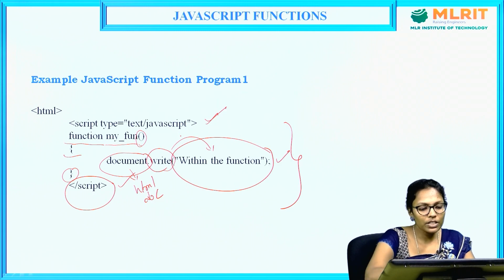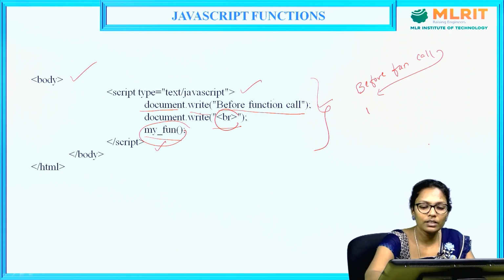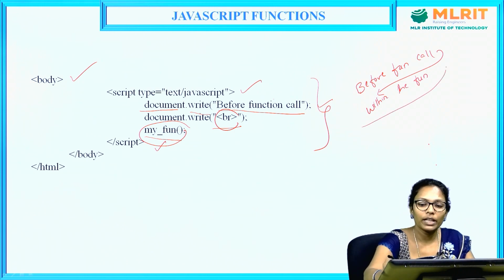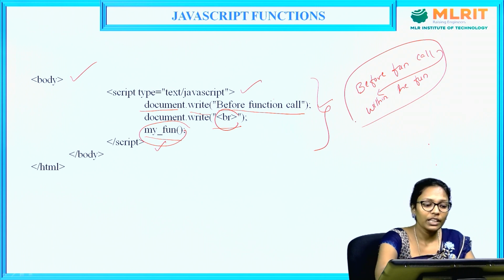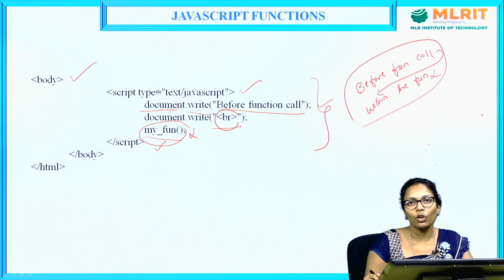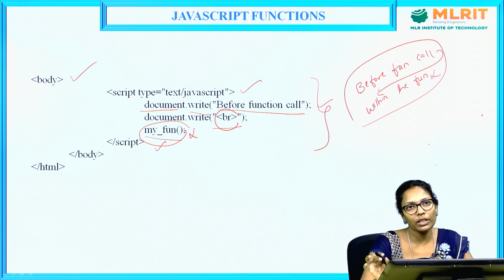So in that function what will it print? Within the function. So I'll get this message within the function. So this is the output I'll get. For example, if I don't call this here, then this message will not be printed. So the function will be executed only whenever you call that function. Otherwise, it will not be invoked at all.